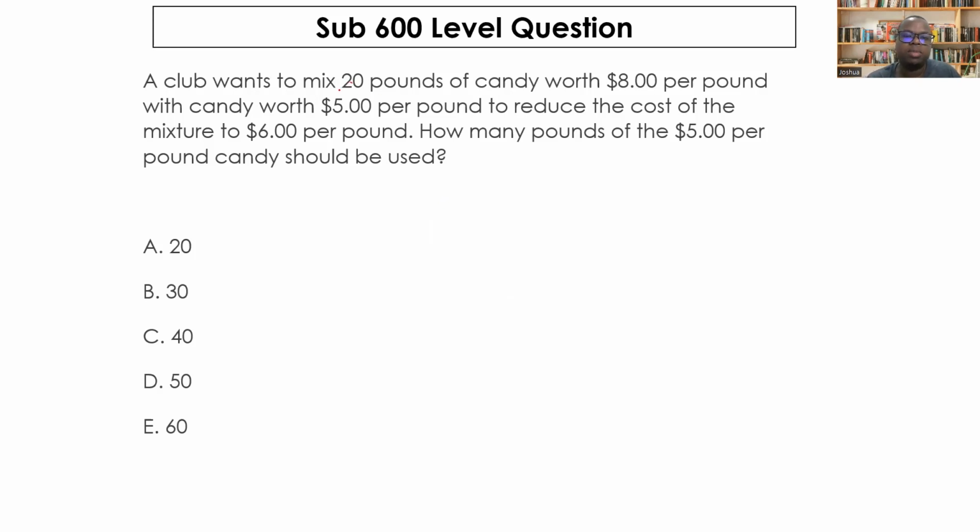What do we know? We know of 20 pounds. We know the price per pound for this 20 pounds is $8. Then we have another one which is $5 per pound. And they need the cost to get to $6 per pound. So we have the quantity of the $8 candy, which is 20. We don't have the quantity of the $5 per pound candy. And then we have the target.